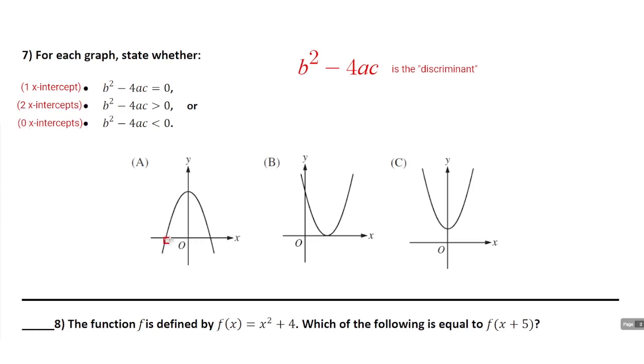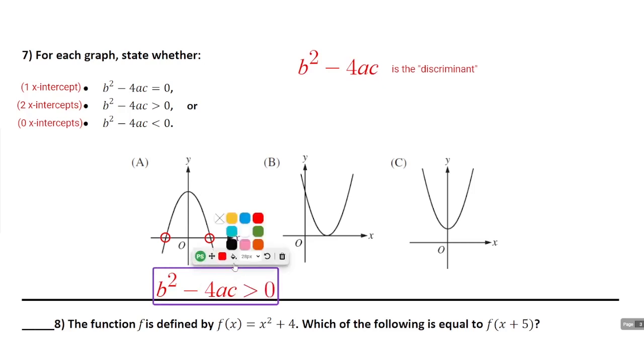All right, we see one right here and right here. So 2 x-intercepts. So in this case, the b squared minus 4ac has to be greater than 0. It has to be positive.